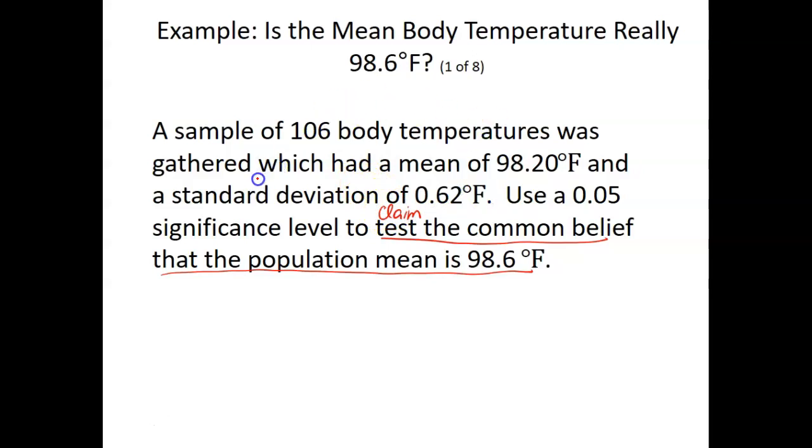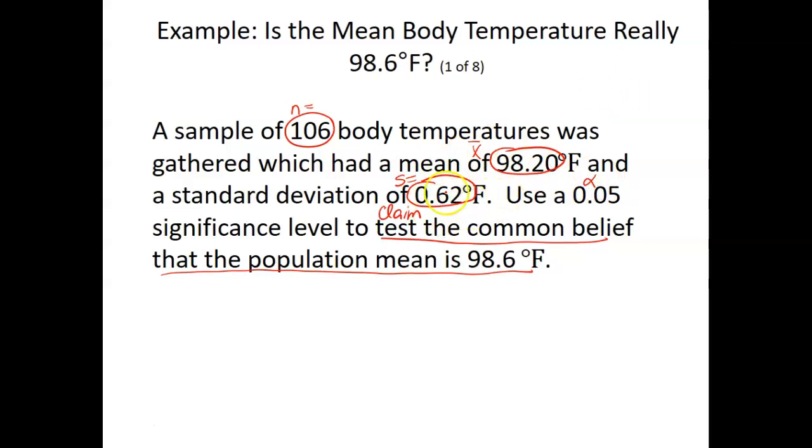Okay, from this, I need to identify my values. So I have a sample size of 106. I have a mean of 98.20. So that's the mean of my sample, so that's X bar. And the standard deviation, again, these two values are originating from the 106 data values. So because of that, these are sample values. So this is an S and not a sigma. This is going to be my alpha.